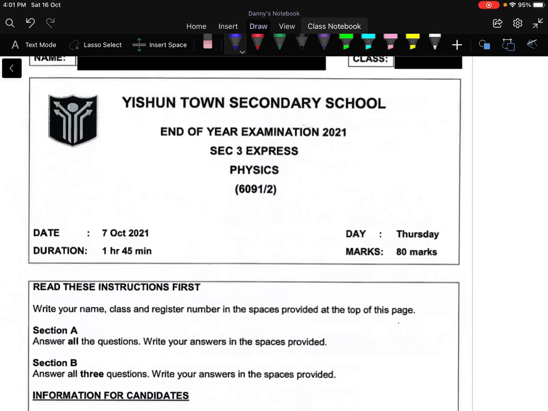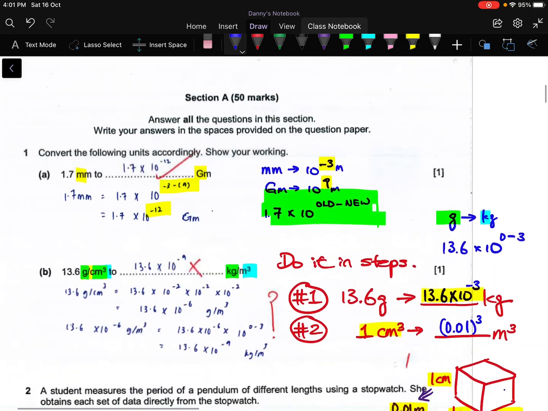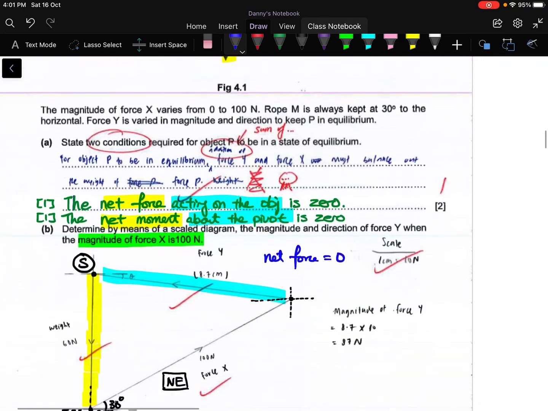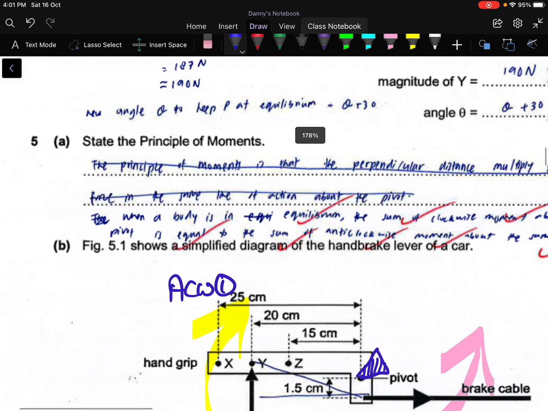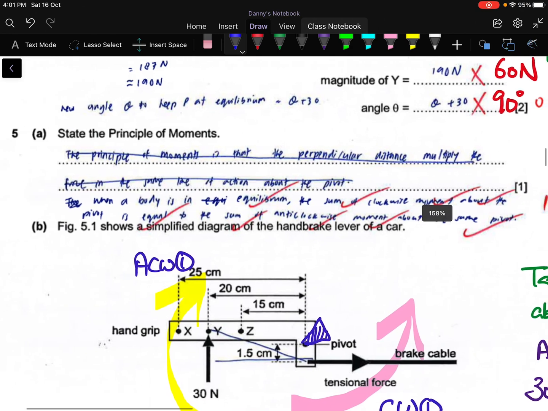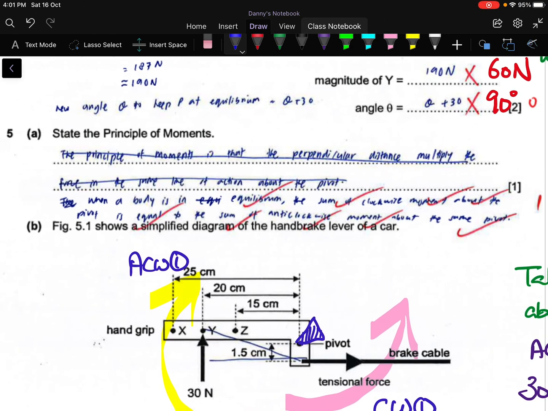In this video, I'll be going through the 3E end of year Pure Physics 2021 paper. We will begin with question 5 and most likely we will end with question 8. So anyway, 5A, you are asked to state the principle of moment.